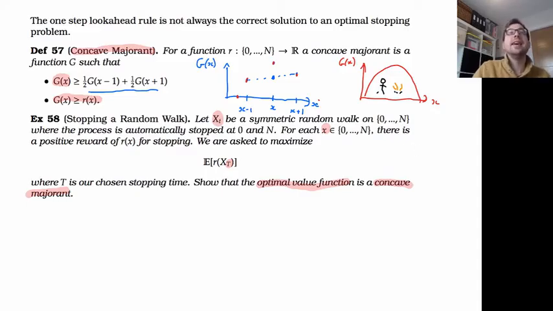Right. Anyway, so back to our question. The first thing we want to show is that the optimal value function, the maximal value of this, is a concave majorant. So we're basically going to go through the steps of characterizing the optimal solution for this problem. For this, we're not going to be going with the one-step look-ahead rule. So one thing we can do, which I also ask you to do, is to write down the Bellman equation for the problem.